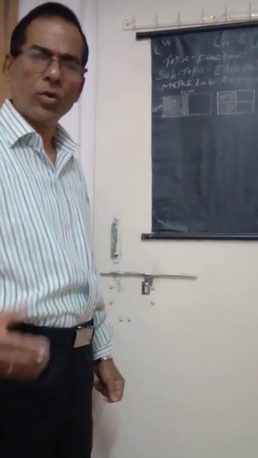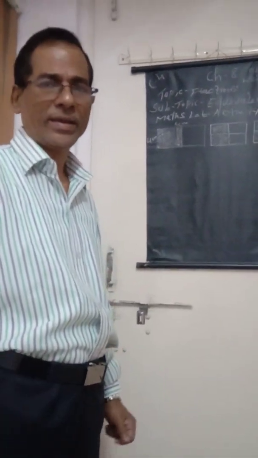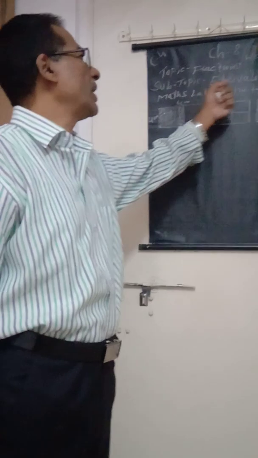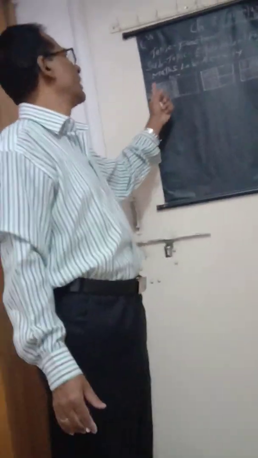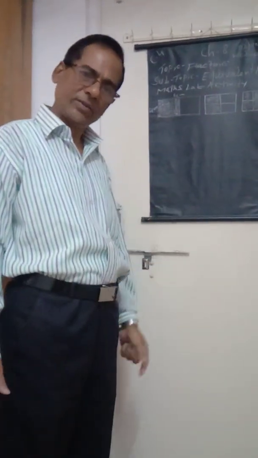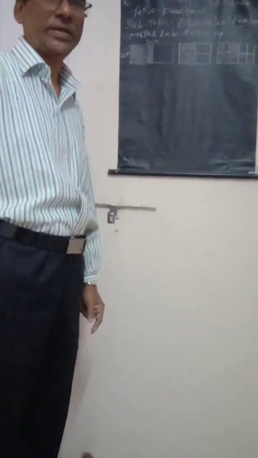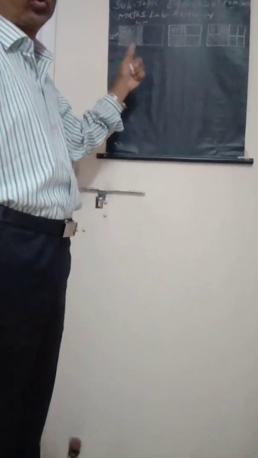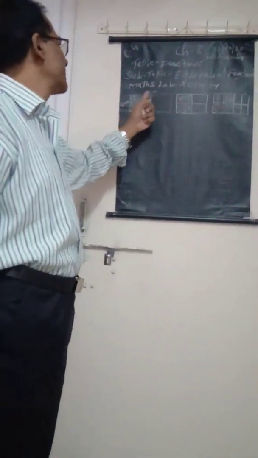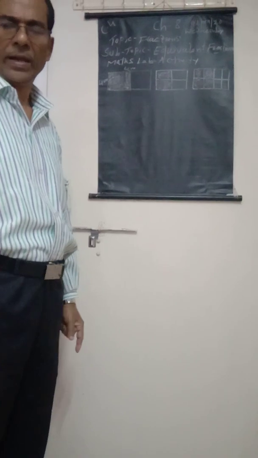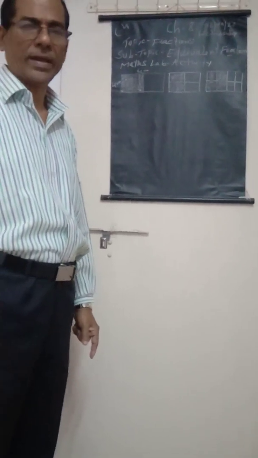So students, your next topic is equivalent fraction. This is actually a maths lab activity. And how to do it? You draw three rectangles of 6 centimeter and 4 centimeter, like this. You draw three rectangles.